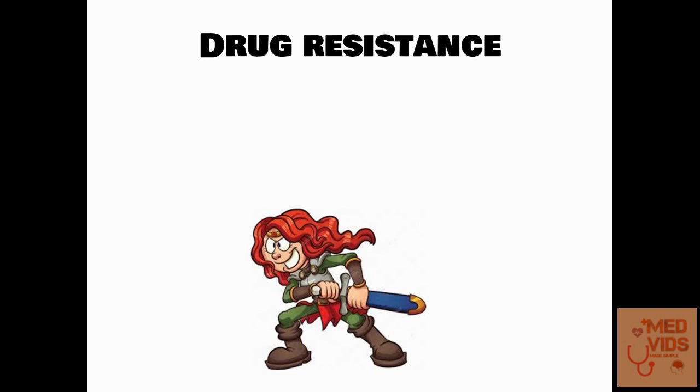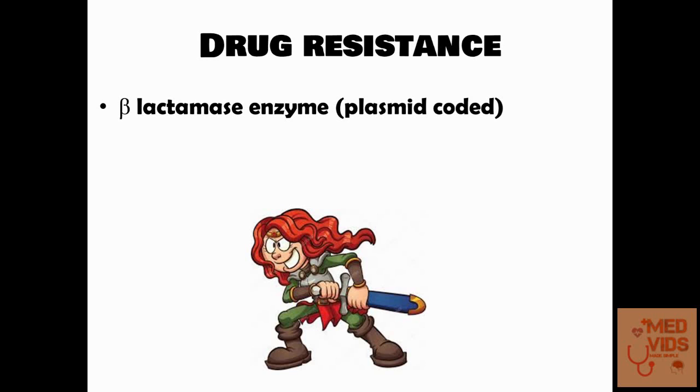Drug resistance. Now, how does Staphylococcus aureus develop resistance to the antibiotics? There are two main mechanisms. One is by producing an enzyme known as beta-lactamase enzyme, which is plasmid coded, and this enzyme has the capability to break down the beta-lactam antibiotics like penicillins, thus providing resistance against these kind of antibiotics.